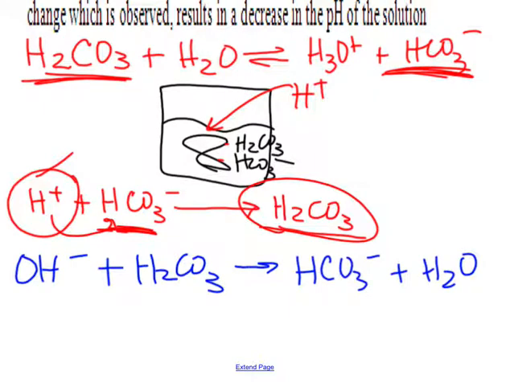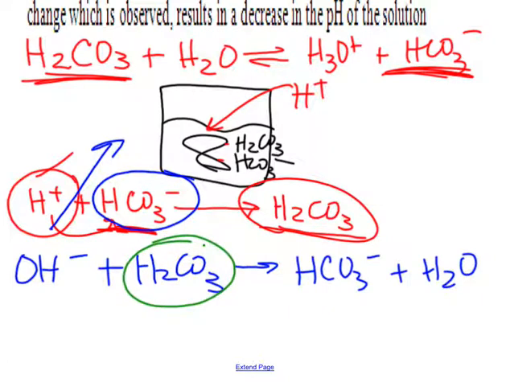Now the buffer is going to have its limits. The buffer will have a certain capacity. If I keep adding H pluses and H pluses and H pluses, I am going to run out of these. And so this will go straight to the pH and jack that pH up if I pass my buffer capacity. And then the same thing on the basic side. If I add too much base, I'm going to use up all of my weak acid. So that's what a buffer is.